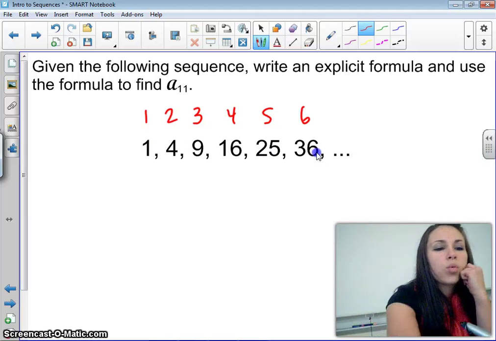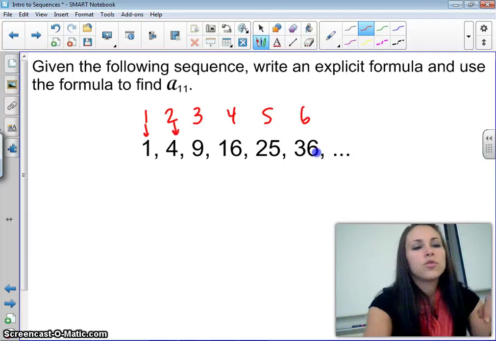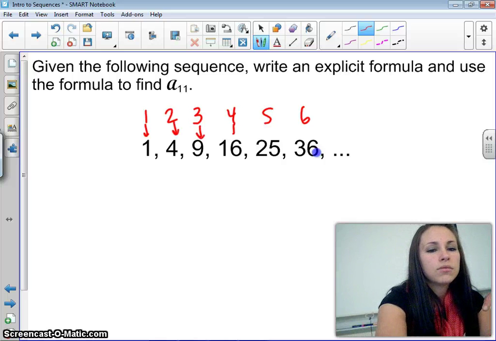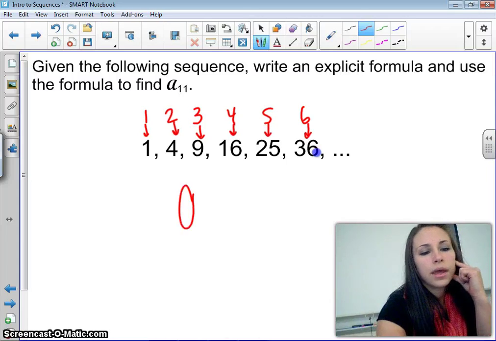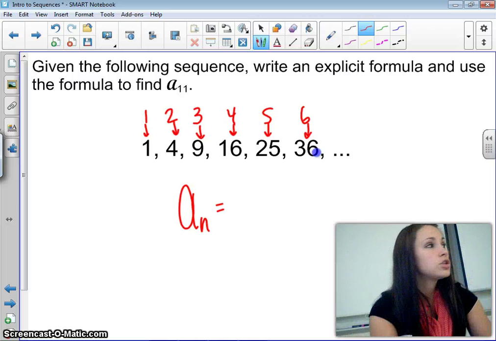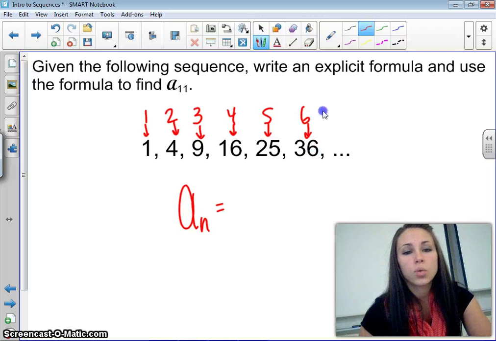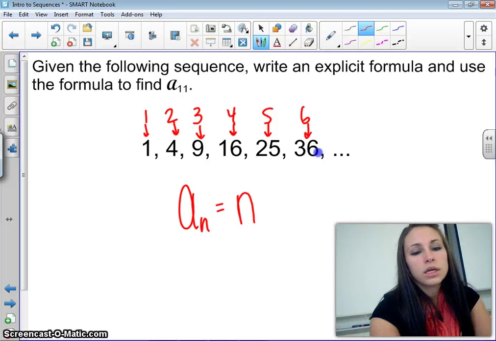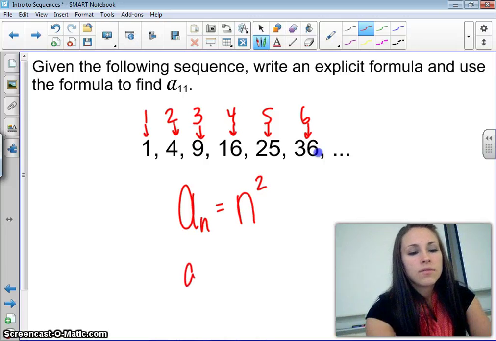So I'm going to look and see what can I do to get from 1 to 1. What can I do to get from 2 to 4? What can I do to get from 3 to 9, 4 to 16, 5 to 25, and 6 to 36? And so An, any term that I'm looking for, if you look at this, you can see that if I take the numbers of the terms and square them, I get the term. So I'm just going to take whatever n is and square it, and that's going to be my explicit formula. And so then A11 would just be 11 squared, which is 121.